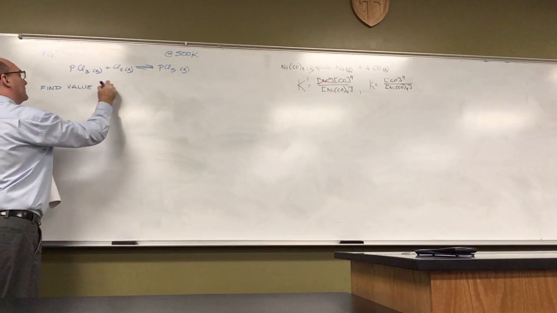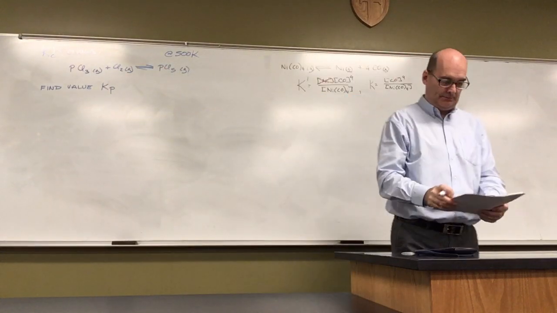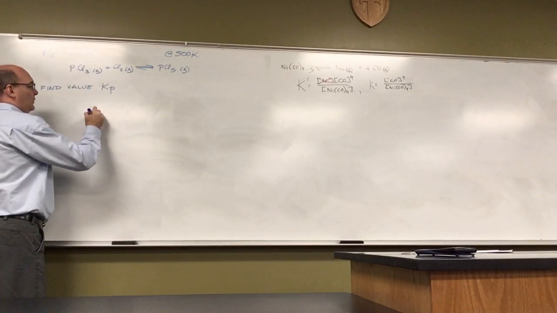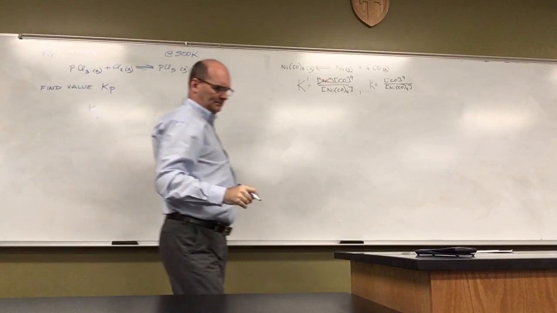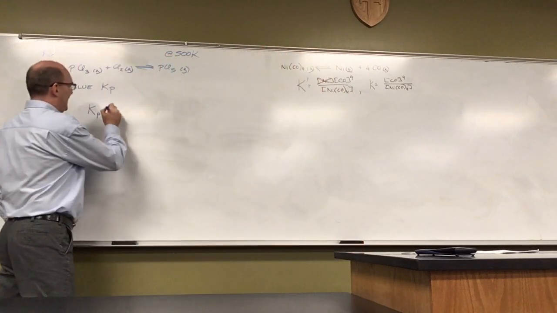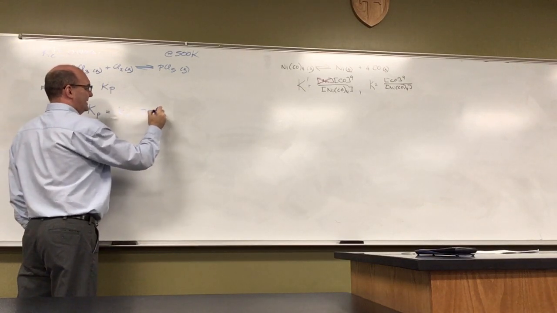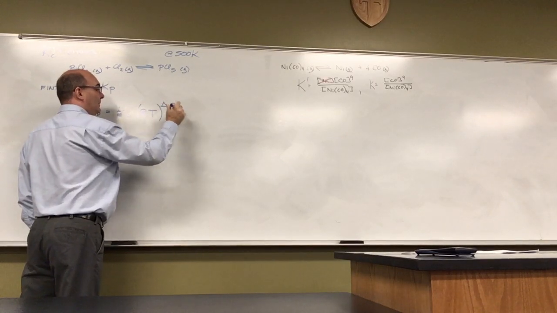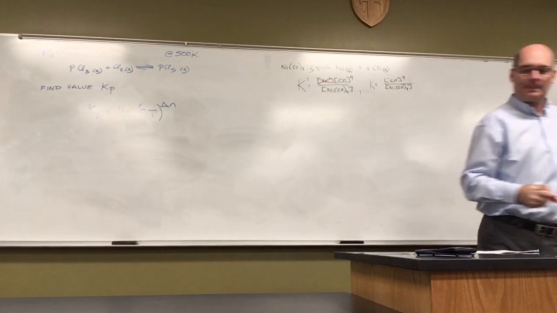Let's convert that Kc into a Kp. Now, the equation for that is that Kp equals Kc times RT, all raised, that RT term is raised to the power delta N. Let's go figure out what that is.